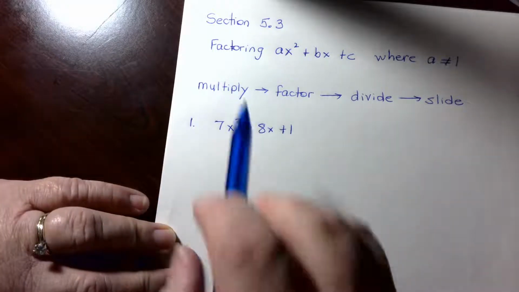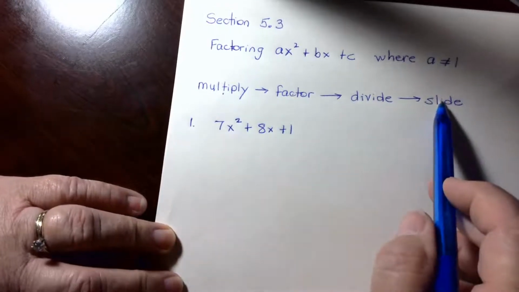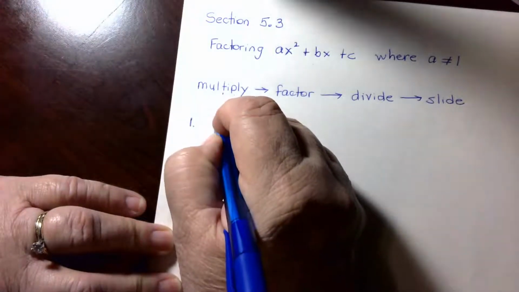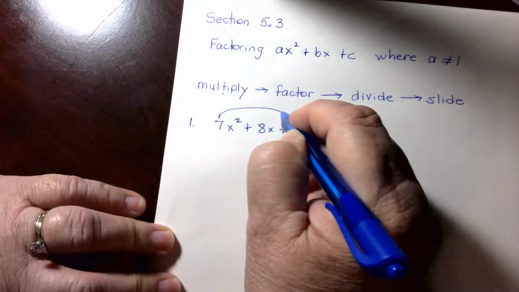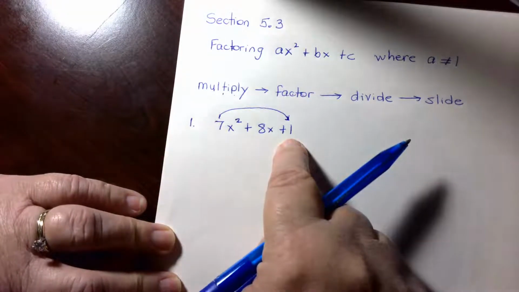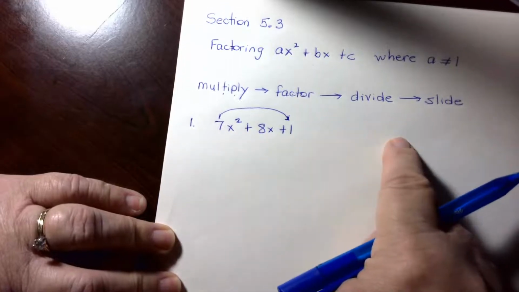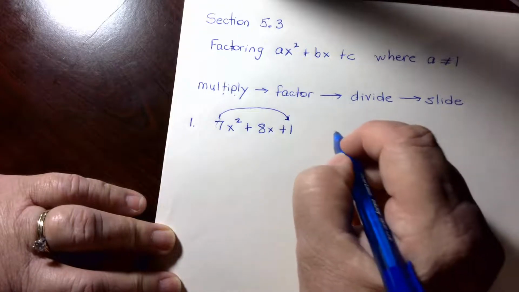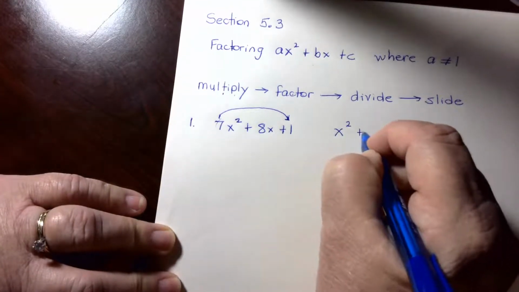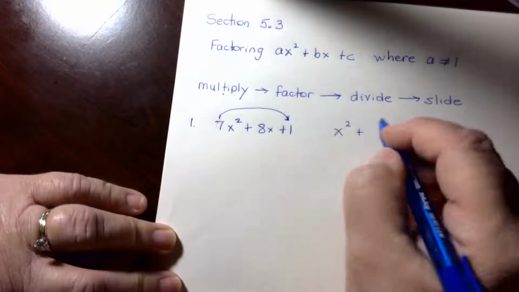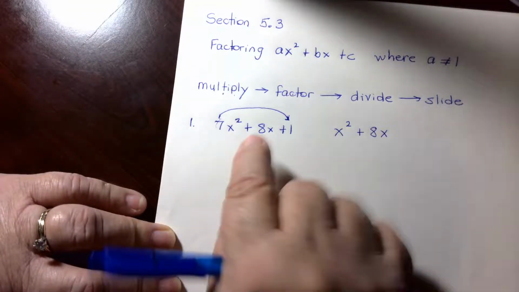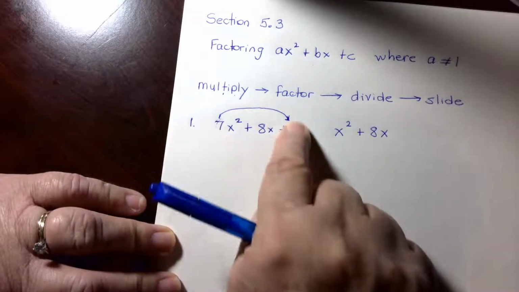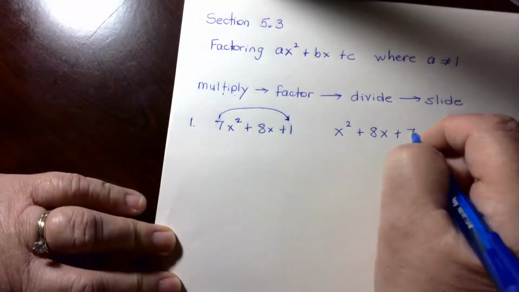Alright, so these are the 4 steps that we're going to use. By multiply, I mean take this first number and multiply it by this last number. And then we're going to rewrite the problem. So it's kind of like we're sliding the 7 over here to multiply by that. This will just become x squared. And whatever that middle term is, that's going to stay the same. And then 7 times 1 is 7.